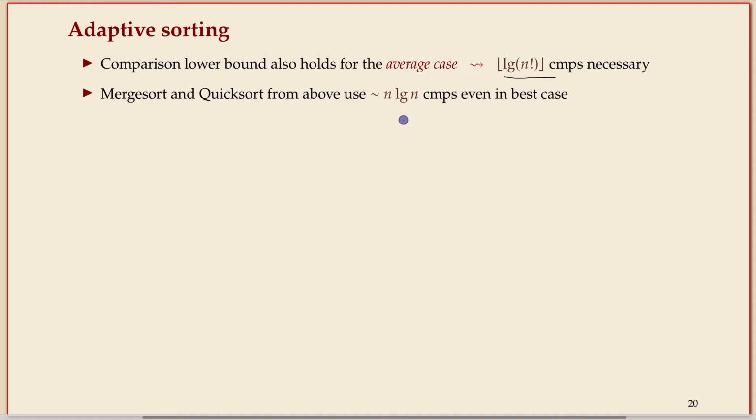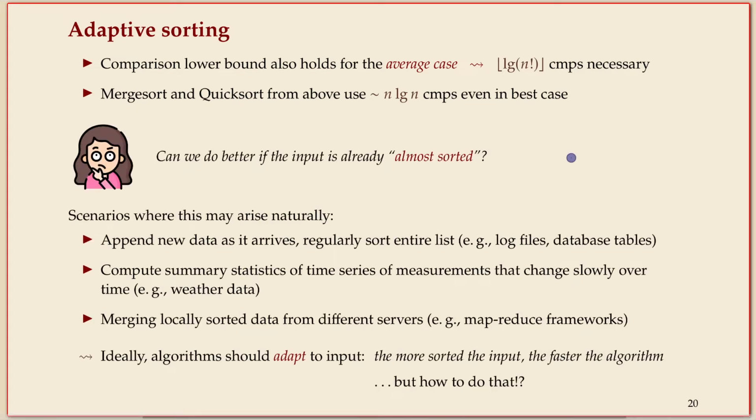Quicksort and Mergesort are close to that in the average case, but even in the best case, they still use n log n. That basically follows from their divide and conquer nature. At least in time. So the code that I've shown you will not get faster even if the input is very easy. So you could think about whether we can do anything about that.